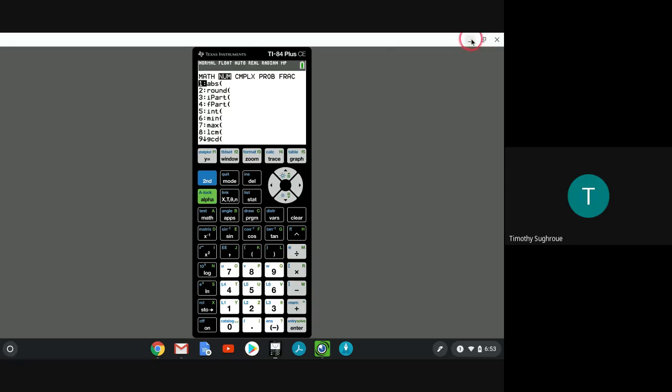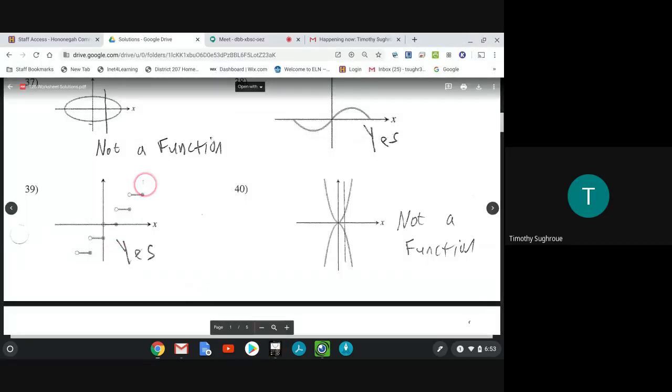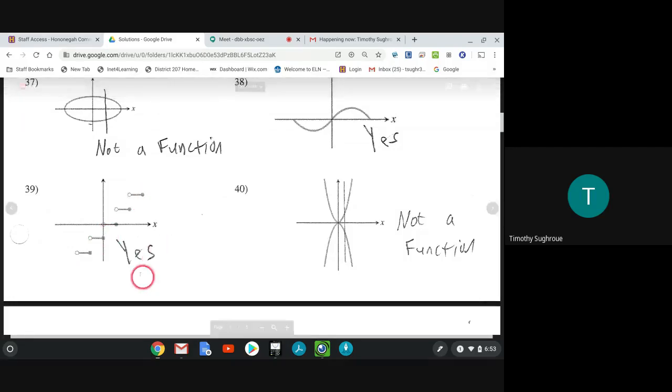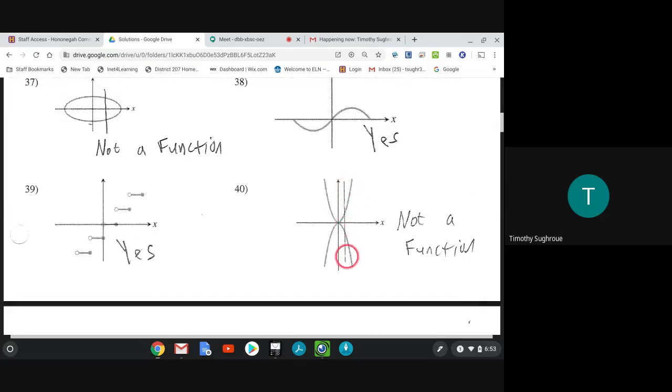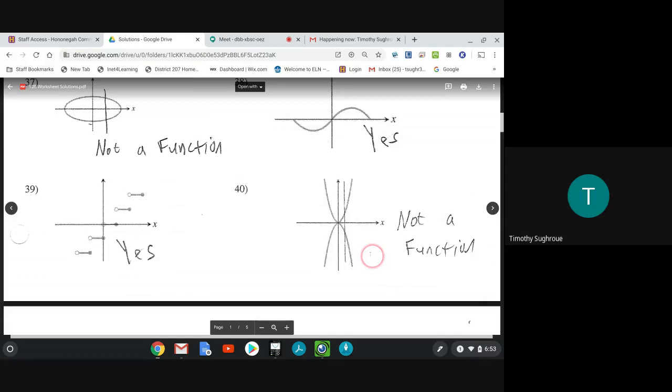Now, when I say you've seen this last year, some of you maybe did, maybe you didn't. But you're going to see many functions like this, that have these discontinuities, called step functions. But this is a function. Every x only has one y. This is not a function. I drew a vertical line in right there for you, so you can see that this is not a function.